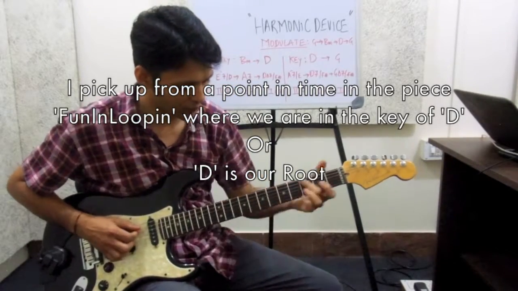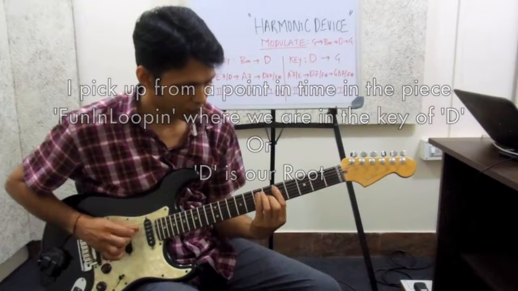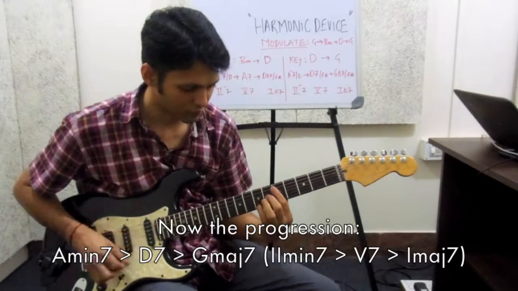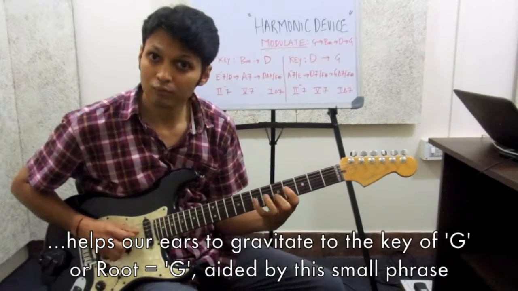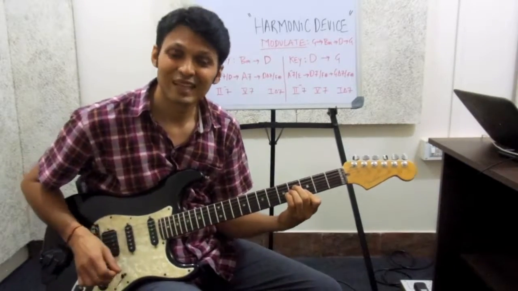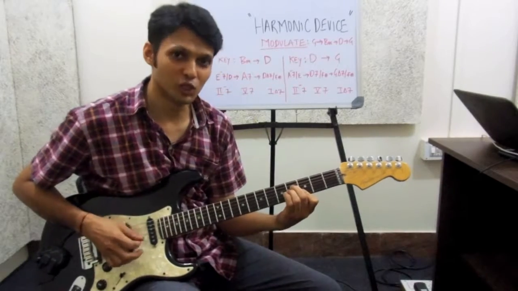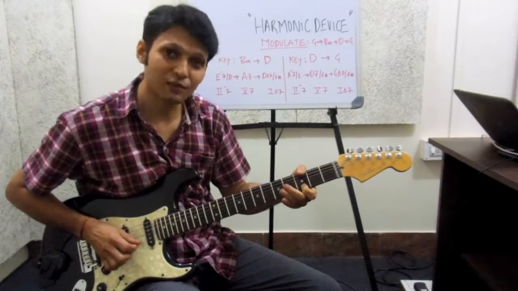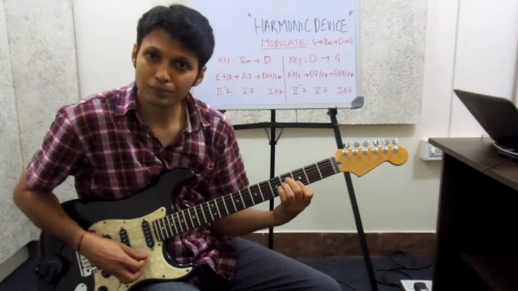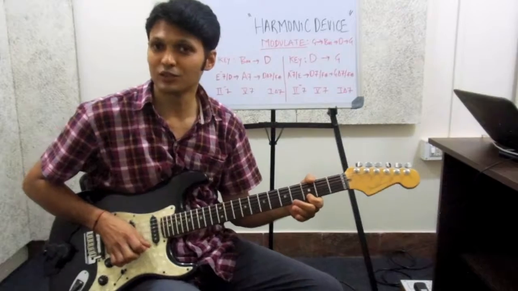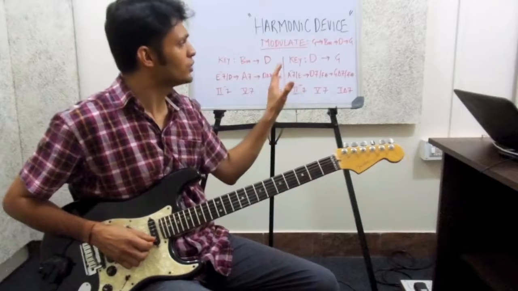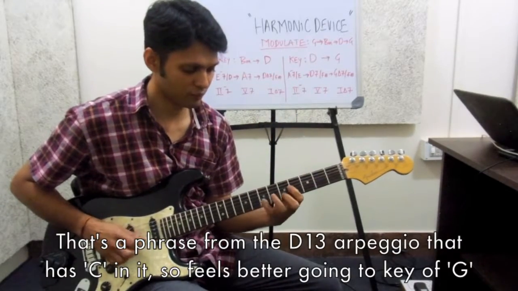So we are at this point. And we move into the key of G. The listener gets a distinct feeling after this A minor 7 going to D7 going to G major 7. Suddenly the listener starts to feel that he's in the key of G. And we just gave it a small push using this phrase.